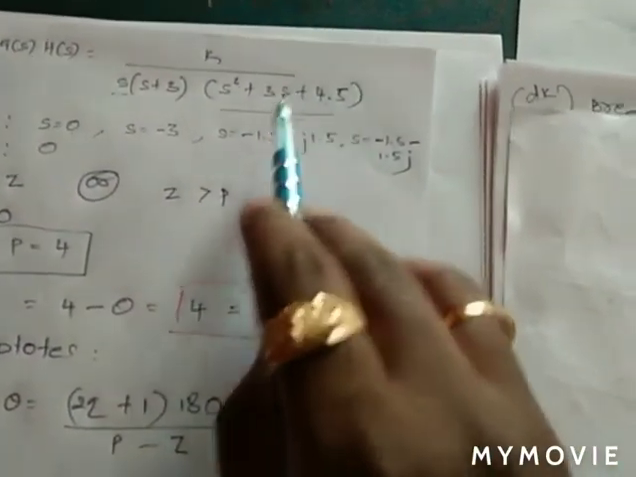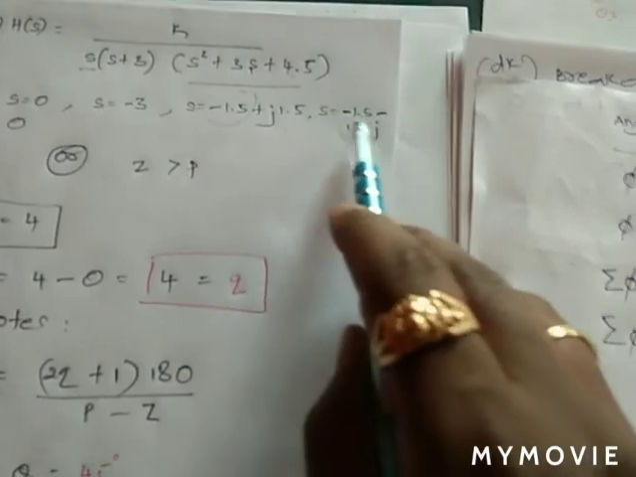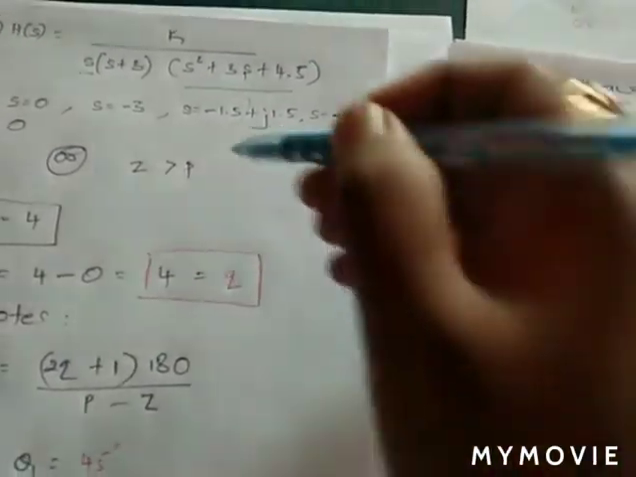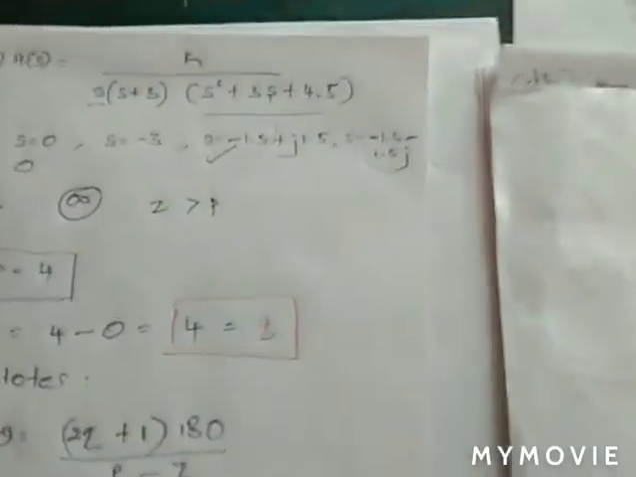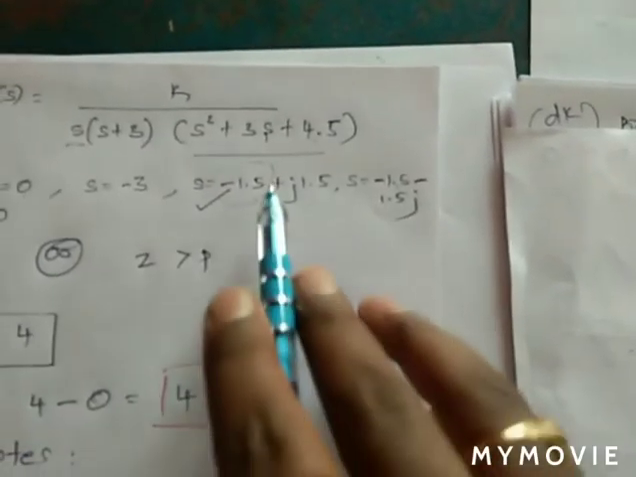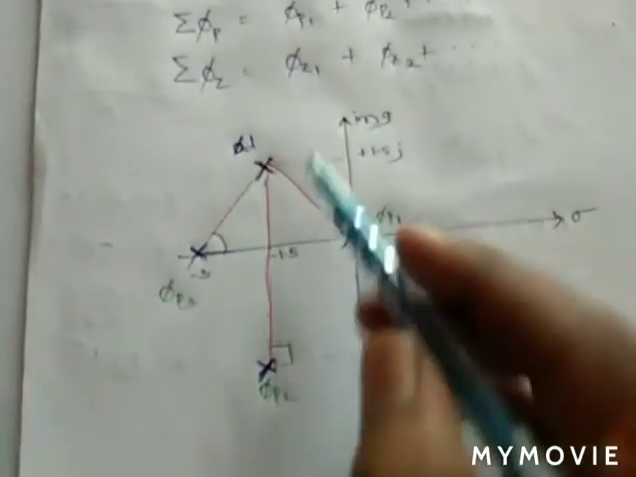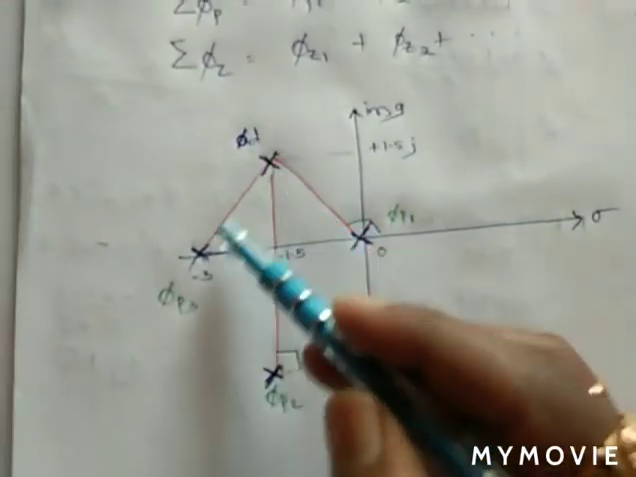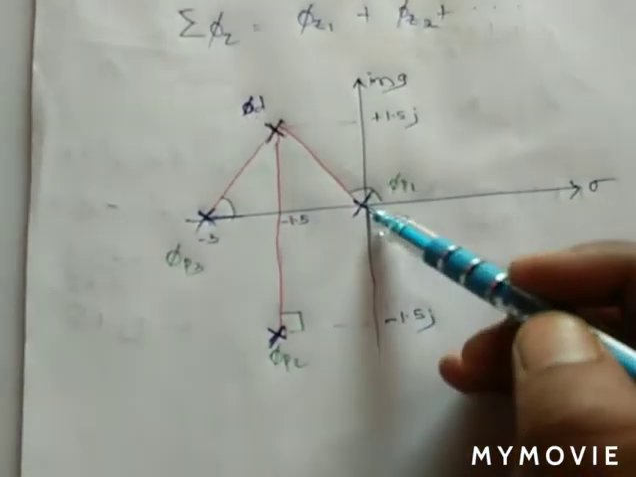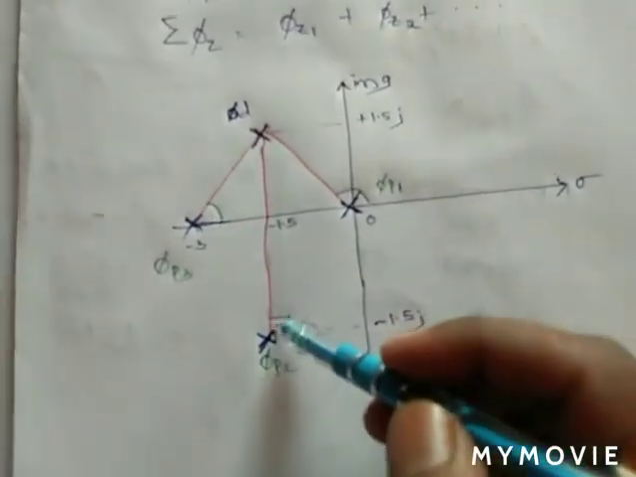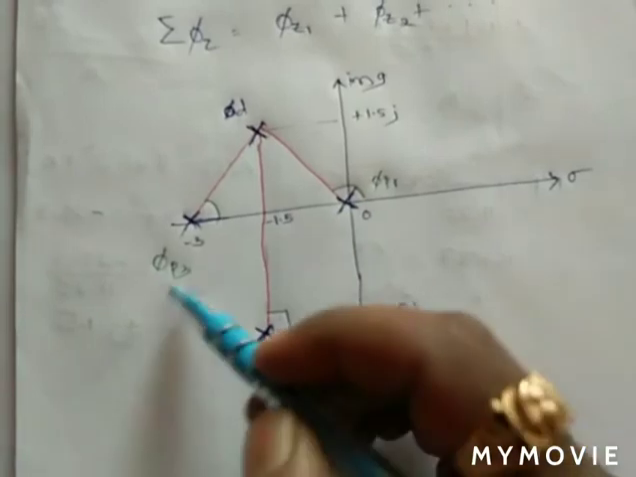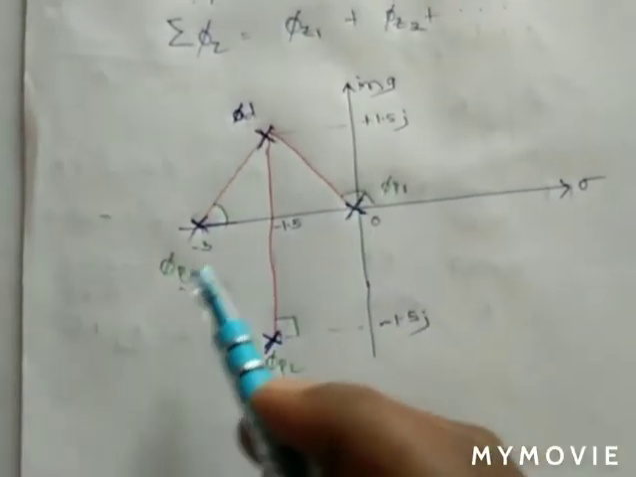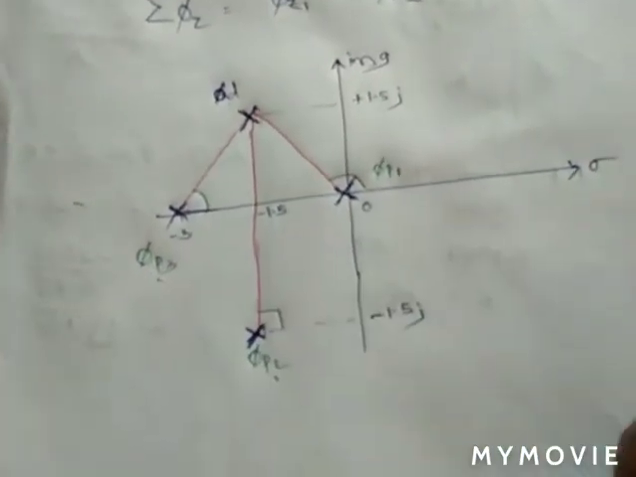Angle of departure means a complex root. When a complex root is there in the denominator, minus 1.5 plus j 1.5 and minus 1.5 minus j 1.5, consider the positive one so it will be easy to calculate. I am considering this as phi d. This pole, the complex root, I am taking as phi d. From this I will mark lines to each pole and zero. Then we need to find the angles phi p1, phi p2, phi p3.